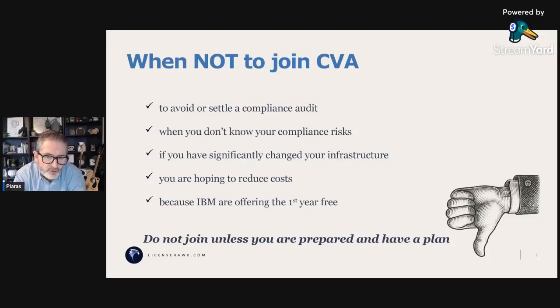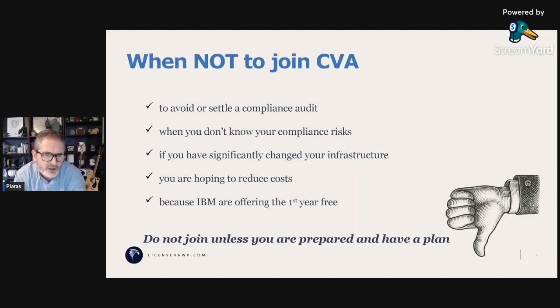Second area is if you don't actually know your compliance risks, and very often, again, I find organizations going, well, CVA will help us figure it all out. That is indeed the case, but the problem is once you join CVA and they find problems, you have very little room to wriggle and to correct things once you're in the CVA program. They find a compliance risk, you will have to pay for it. And very often that cost is not understood by the client at the beginning. So you must understand your compliance risks before going into it. If you don't, I strongly discourage you from joining it.